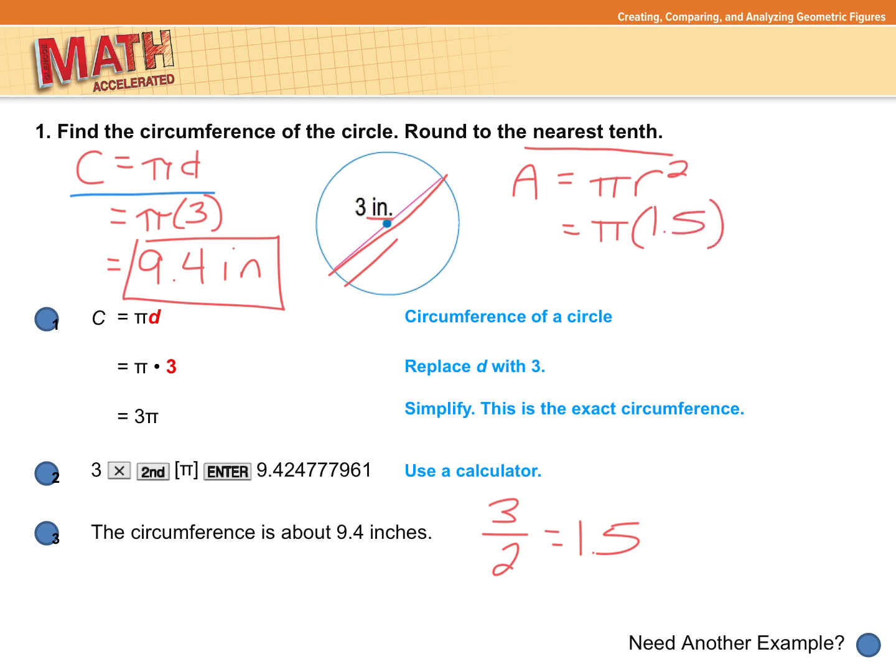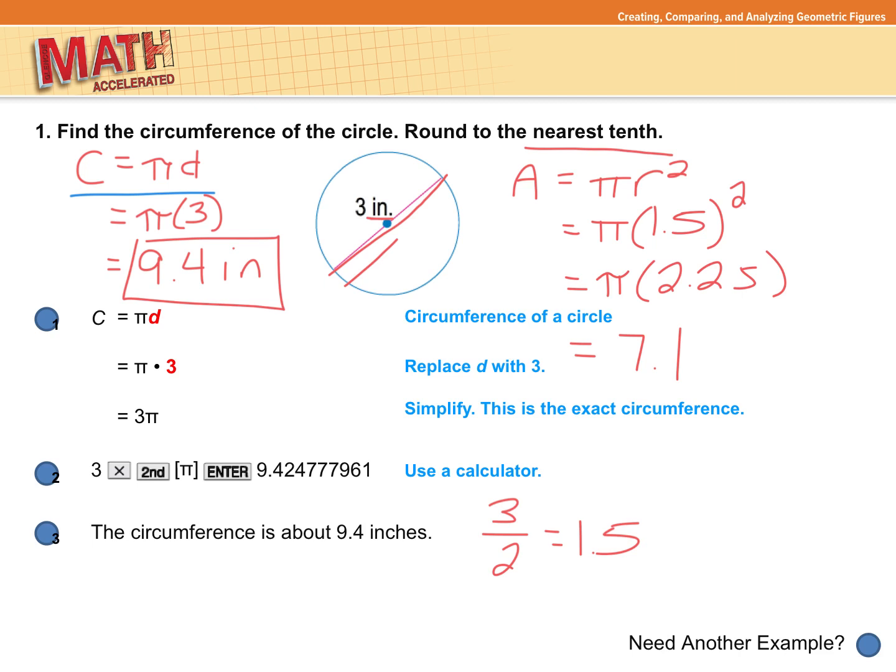What is happening to the radius in the equation? It's getting squared. What does squared mean? Not doubled. Timesing by itself. So what is 1.5 times 1.5? 2.25, and then the last step would be what? Times by pi. Take 2.25 times pi. What'd you get? And I want nearest tenth.